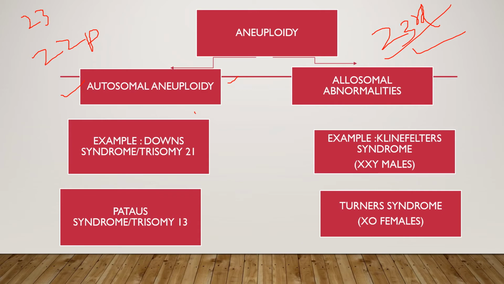Coming to autosomal abnormalities, the best examples are Down syndrome, which is called trisomy 21, and Patau syndrome, which is called trisomy 13. And coming to allosomal abnormalities, the first one is Klinefelter syndrome, and they are XXY males. The other one is Turner syndrome. They are XO females here. So these are the examples we are going to learn under autosomal aneuploidies and allosomal abnormalities.